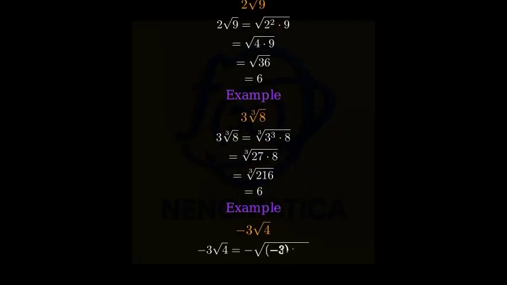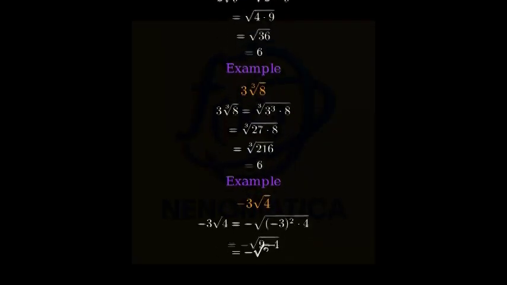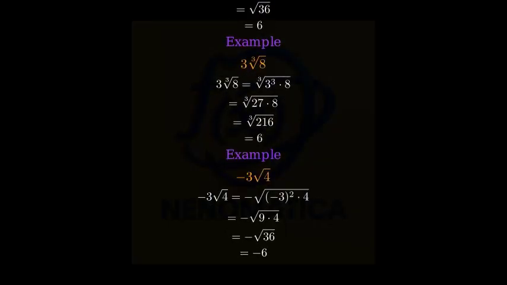Since n equals 2, even, and a equals negative 3, negative, we need to be careful. Using the special case formula, negative 3 times the square root of 4 equals negative the square root of 9 times 4, which equals negative the square root of 36, which equals negative 6. Let's summarize what we've learned about the third law of radicals.